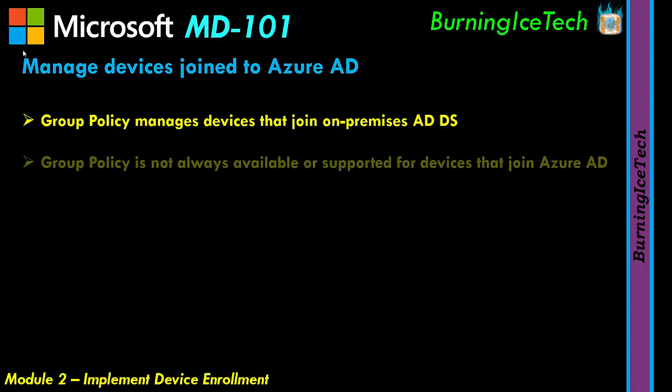Now, unfortunately, group policy is not always available or supported for devices that join the Azure Active Directory. So yes, Azure Active Directory gives us many benefits, but there's also one or two things that you lose, and one of those things is group policies for the most part. There's a few other things you can go and use in its place, which is similar, but it's not quite exactly the same thing, which is why some companies tend to stick with what we know as a hybrid Active Directory environment. So that gives them the benefits of both worlds.